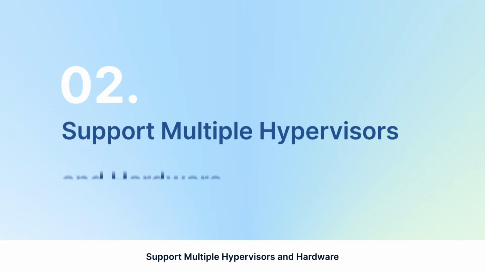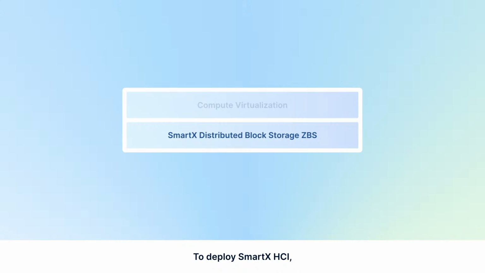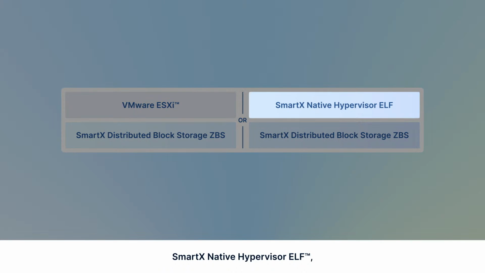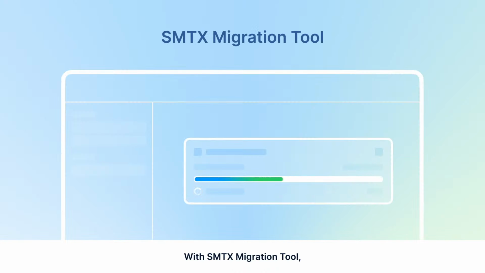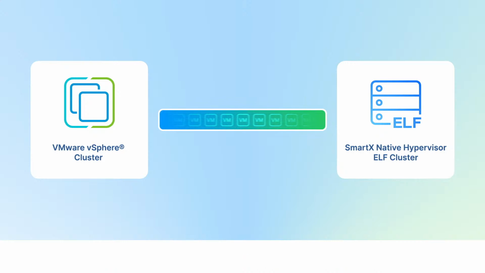Capability 2. Support multiple hypervisors and hardware. To deploy SmartX HCI, you can use VMware ESXi in conjunction with SmartX Distributed Block Storage (ZBS) and continue with your current management, or choose the production-ready and free SmartX native hypervisor ELF to reduce costs. With SmartX Migration Tool, you can easily migrate your virtual machines across platforms.